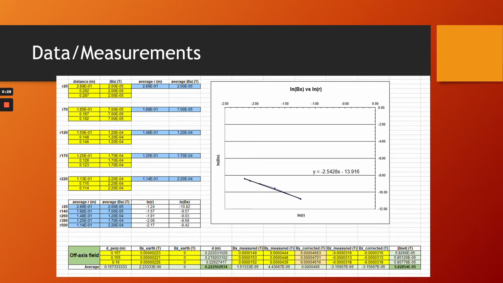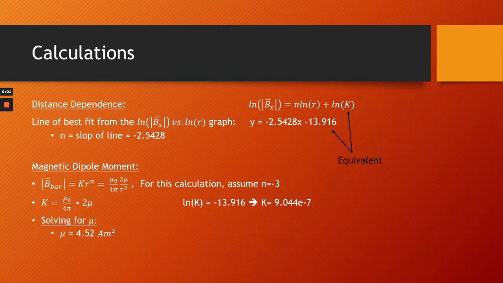Finally, at the bottom are off-axis measurements for each of the components of the bar magnet's magnetic field. After entering the average perpendicular distance and calculating the corrected b sub y value, Excel returns a net magnetic field magnitude. Using a linear fit line from the previous graph, it can be seen that the n value is equal to negative 2.5428 and ln of k equal to negative 13.916.